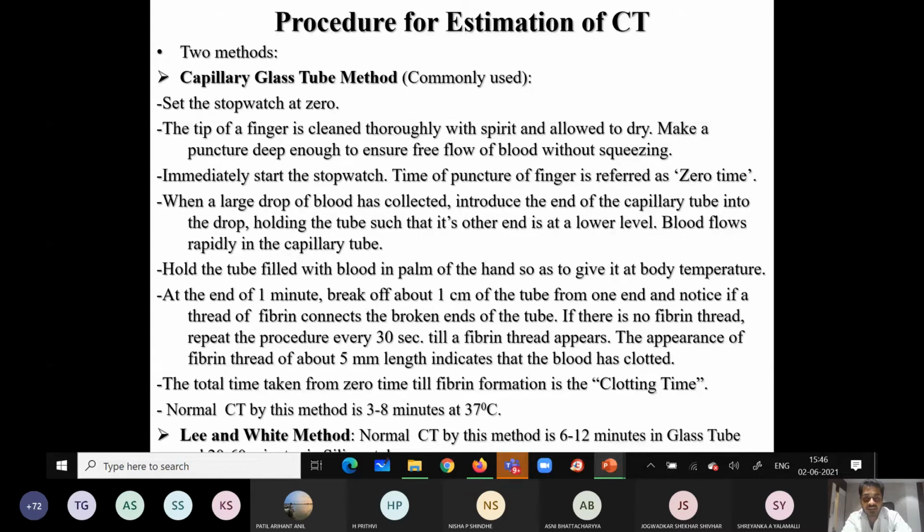Here the normal value by this method at 37 degree centigrade temperature, that is room temperature, is 3 to 8 minutes. The other method which is not so commonly used is the Lee and White method. By this method, the normal clotting time, if you take the glass tube, is 6 to 12 minutes. If you take the silicone tube, it is 20 to 60 minutes.